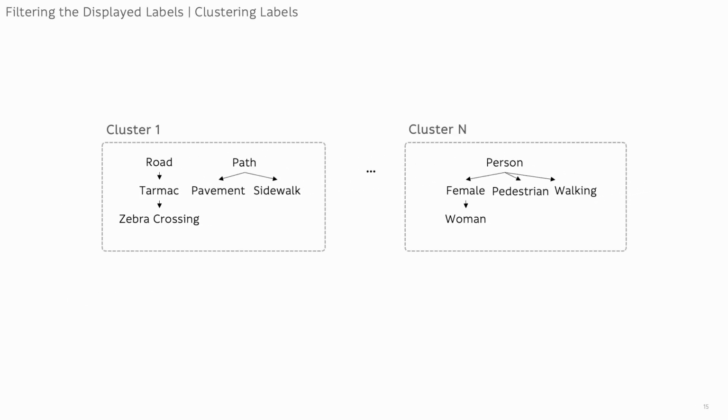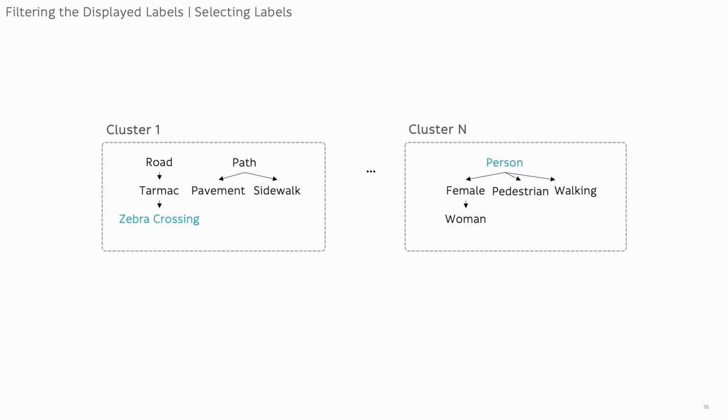To filter the labels, we use the hierarchical information from Amazon Rekognition, and then we construct the hierarchical tree of all the labels. After constructing all the trees, we then use DBSCAN to cluster the trees that are semantically similar. After we have multiple clusters in the scene, we then select the representative labels of each cluster.